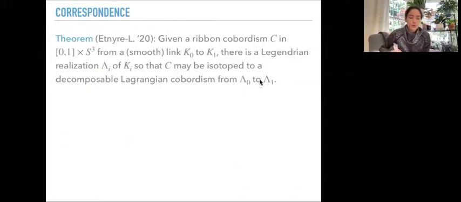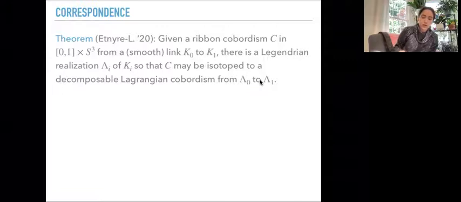Okay, so what does our theorem explicitly say? I gave the spoiler at the beginning that it tells us we have Lagrangian realizations of any ribbon cobordism. Explicitly, it says that if you start with a ribbon cobordism, let's call it C, in [0,1] cross S3, between two smooth links, from K0 to K1, then there have to be Legendrian realizations of those links, let's call them lambda 0 and lambda 1, so that you can isotope C into a decomposable Lagrangian cobordism from lambda 0 to lambda 1. Our theorem does this by actually constructing it.